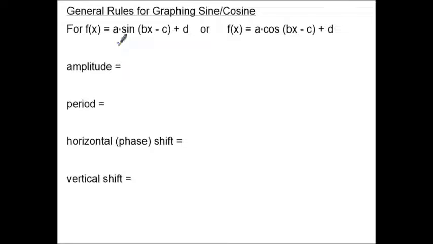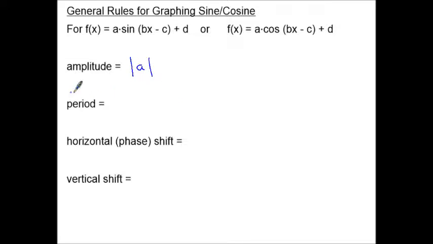Okay, so our format is going to be a times sine, quantity bx minus c, plus d, or the same thing, just replacing cosine and sine with each other. Okay, now we've got our amplitudes and our vocabulary again. The amplitude is how far up and down you go from the midline, and that's basically going to be your A. However, amplitude is a distance, so we always consider it positive. So regardless of whether A is positive or negative, our amplitude is going to be the absolute value of A.